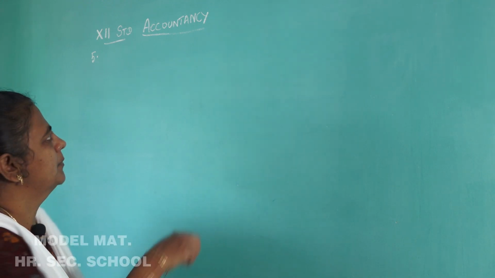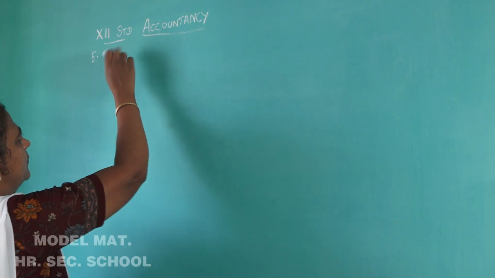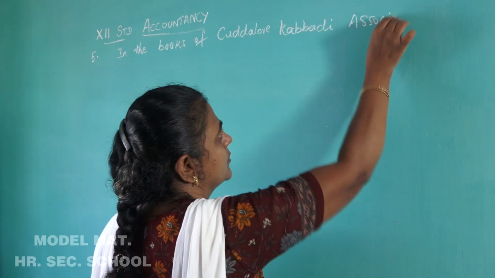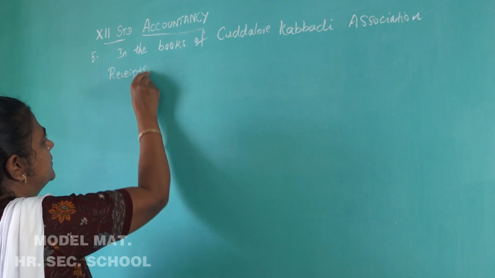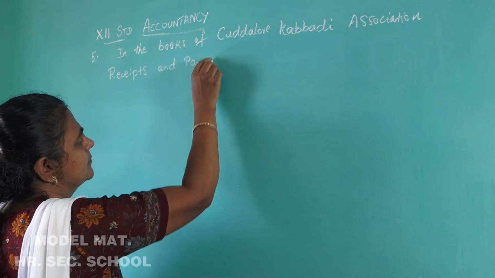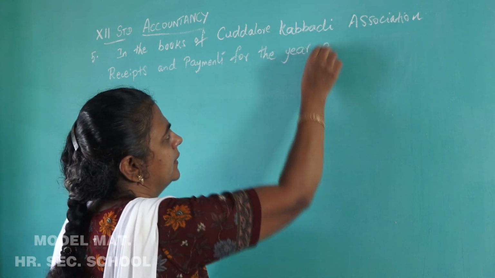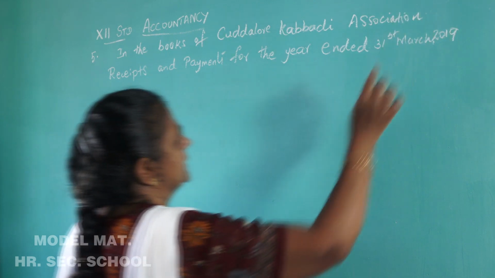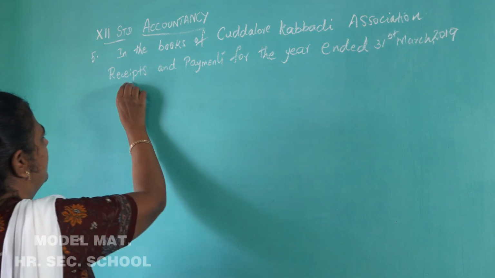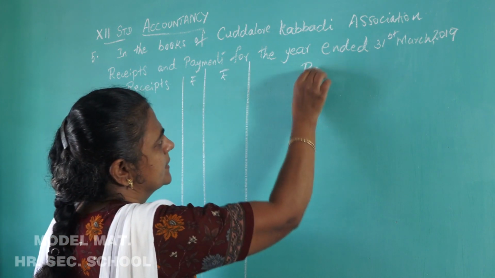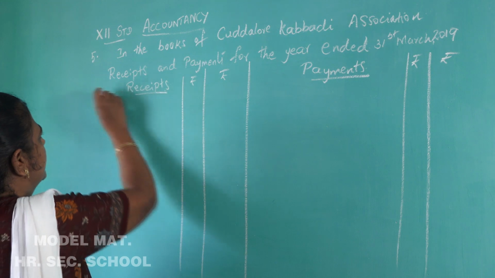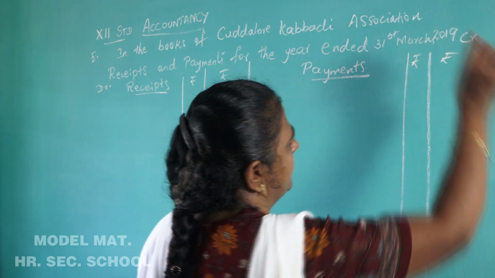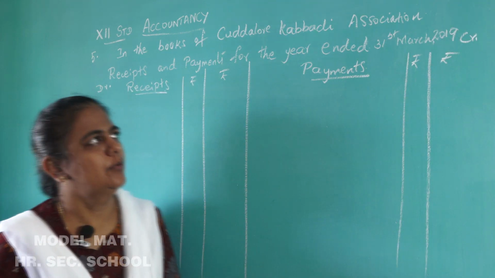Okay. Now we will prepare the receipts and payments account. First you write in the books of Kadalur Kabaddi Association, receipts and payments for the year ended 31st March 2019. Okay. Then write the format: receipts, payments, rupees. Debit side receipts, credit side payments.